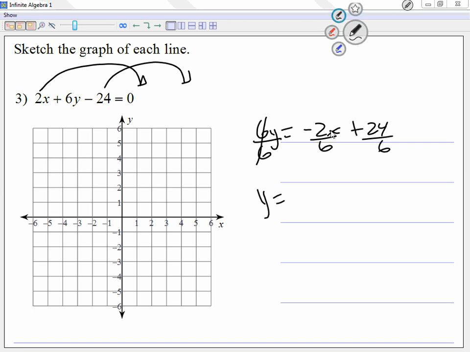Again, y equals negative 2/6. Let me simplify that as negative 1/3. 24 divided by 6, let me simplify that as 4. So I can start at positive 4. Now my instruction says go down 1, 3 to the right. So let me go down 1, 3 to the right, and then just make a line that goes through your point. Any other questions?